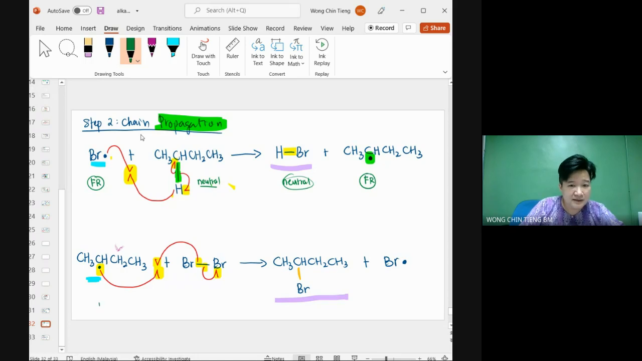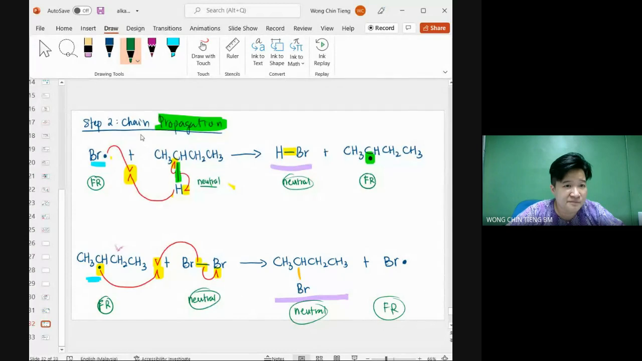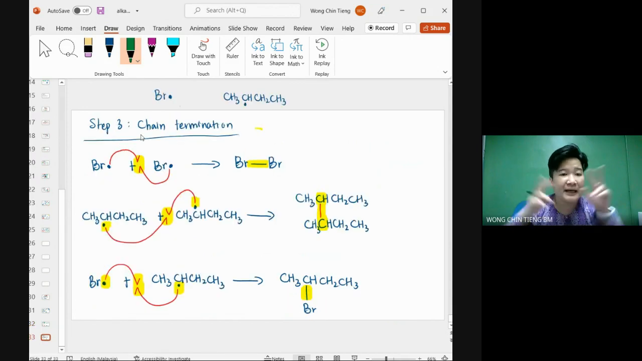Sama juga kat sini. You have your free radical, you have your neutral, alright, and then you have your neutral, you have your free radical. Perasan? Okay? Because the things that we want to do right now is we want to make sure everybody become free radical. So the free radical takkan react dengan orang lain, dia akan react dengan the neutral. Supaya neutral tu jadi free radical. Makes sense?